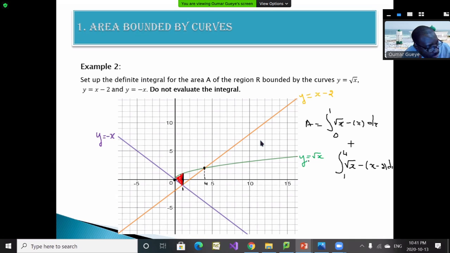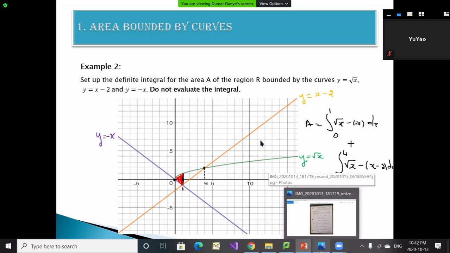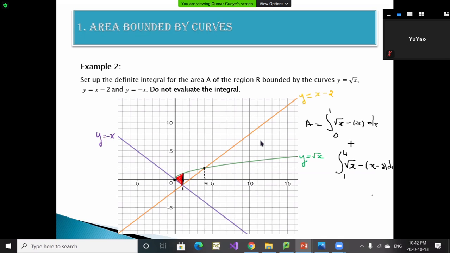So it's the square root x minus negative x, right? Pardon? It's the square root x minus negative x in the first function, I think. No, it's a minus here. Sorry. It's a minus here. Okay? Yes. Thank you.